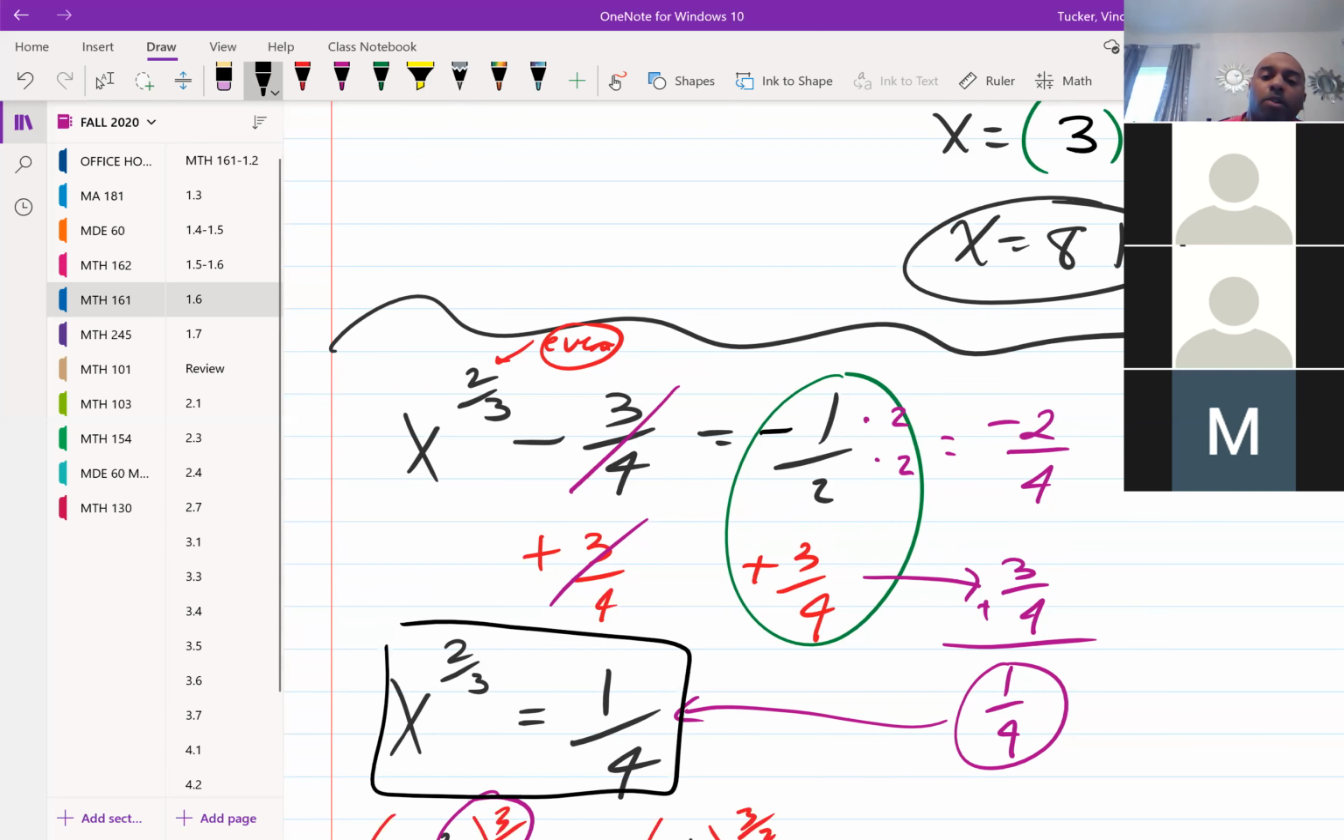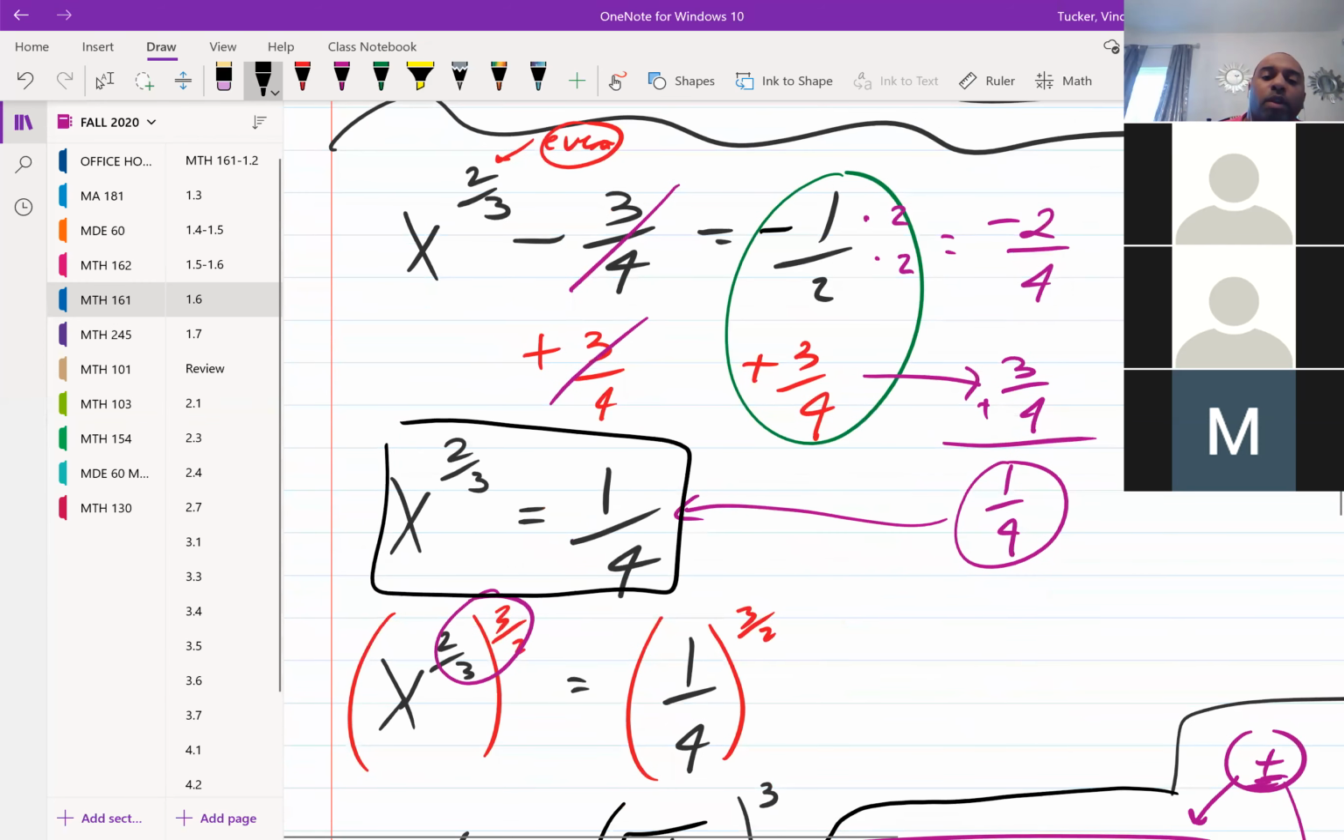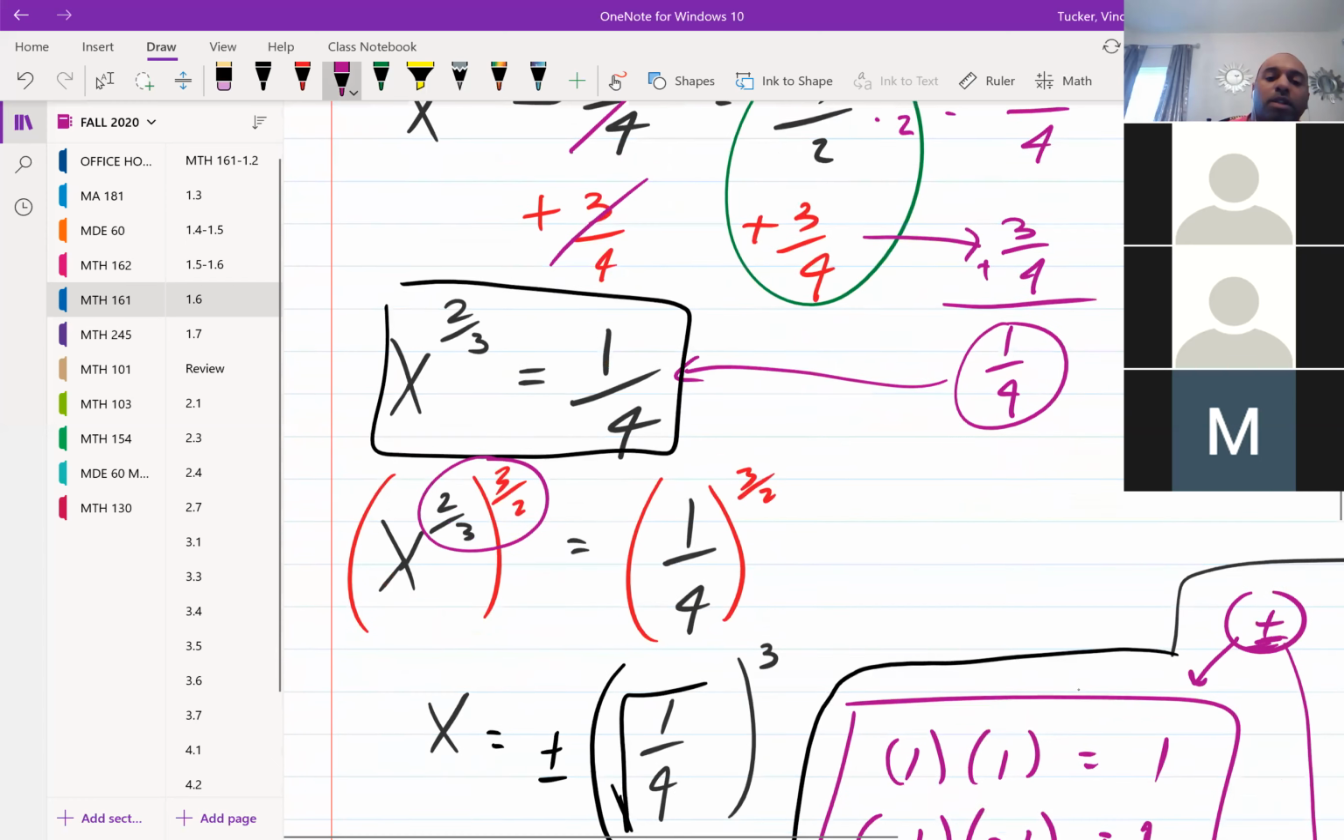All right, so now we do the same thing that we did before. Raise both sides to the reciprocal of that fraction. So we had 2/3 as a fraction. Oh, all right, we're back, right? Something happened with my share. Okay. So raise both sides to the 3/2. We had 2/3 initially, so we'll take both sides to the 3/2 so that the 2/3 and 3/2 will cancel, leaving me with just x.